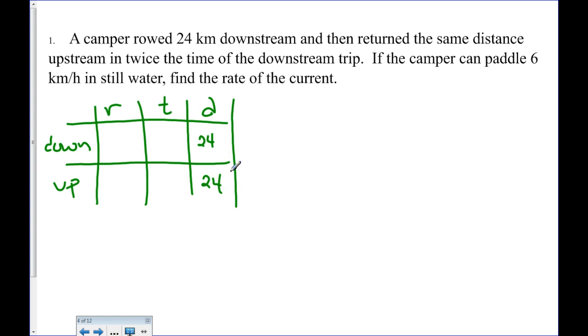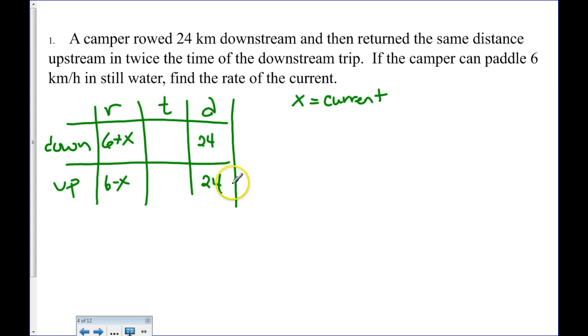Okay, and we know that he or she is paddling 6 kilometers per hour in still water. But if we're going downstream, that current, what does that do? It speeds it up by that amount. So I'm going to say 6 plus x, and x is going to be our current. Now, when we return going upstream, if it's 6 plus x going down, what's going to be going up? 6 minus x.